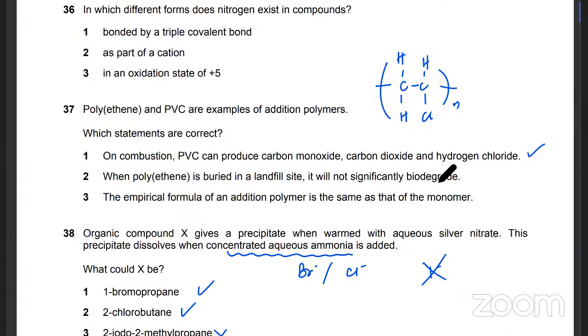Sir, but how will it form carbon monoxide? I mean, there should be limited oxygen for that. They didn't tell you whether it's limited or not. They're just saying that it's randomly getting burned.